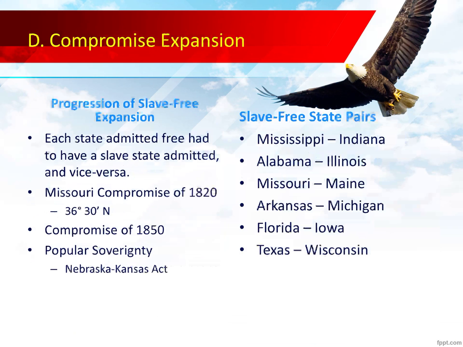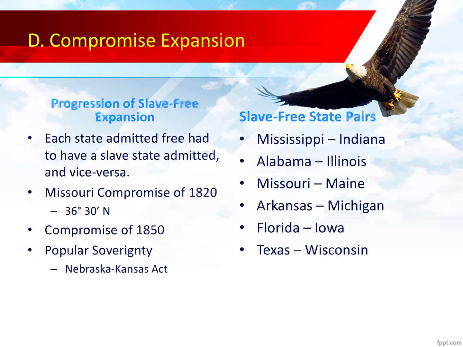And compromise expansion. That's another theme. Each state admitted had to have a state admitted with it. If it was a free state, they had to have a slave state. And if it was a slave state, they had to have a free state.